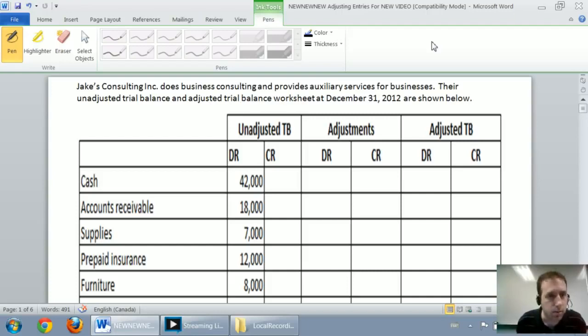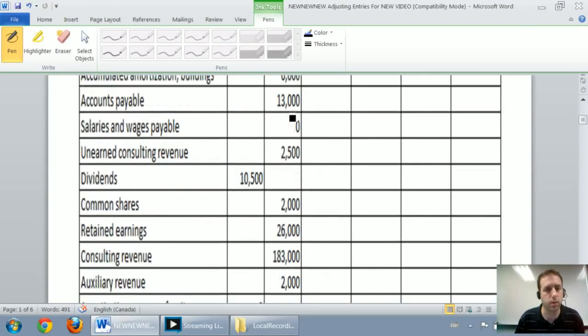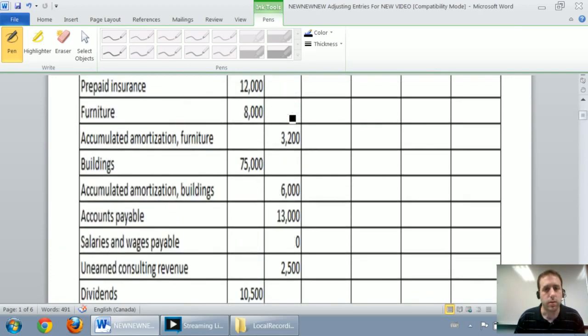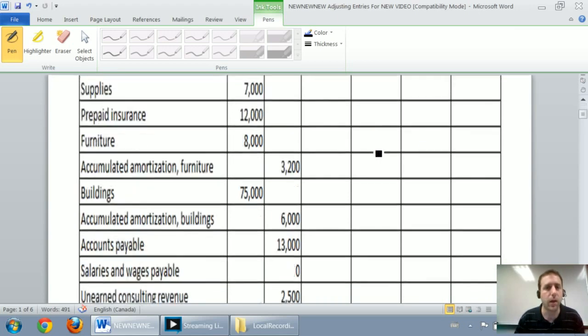The question says, Jake's Consulting does business consulting and provides auxiliary services for businesses. Their unadjusted trial balance and adjusted trial balance worksheet at December 31st, 2012 are shown below. And there's the unadjusted trial balance and the worksheet. You can see a column here for adjustments and an adjusted trial balance column. We're going to worry about this in the second part of our video.